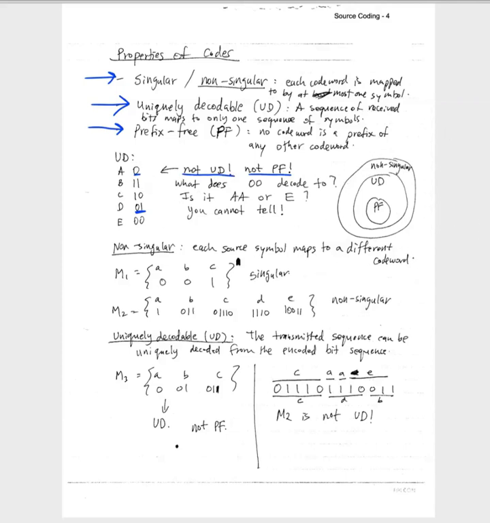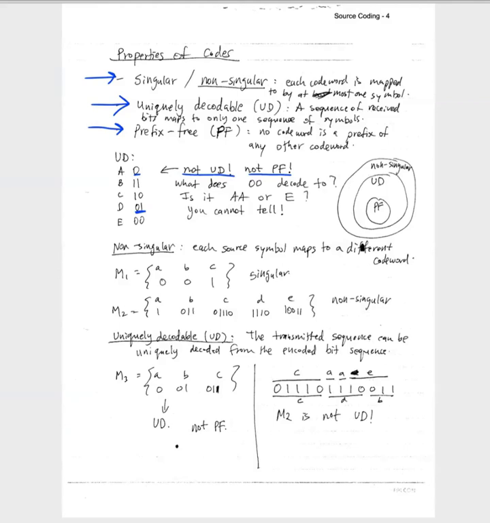Before we continue with some more examples, this is how the three properties fit in. Non-singular is the largest set of codes. But remember, non-singular is not good enough. We need uniquely decodable. And uniquely decodable is a subset of non-singular. That's why I told you uniquely decodable implies non-singular. Then a subset of uniquely decodable codes are prefix-free. So prefix-free implies uniquely decodable.